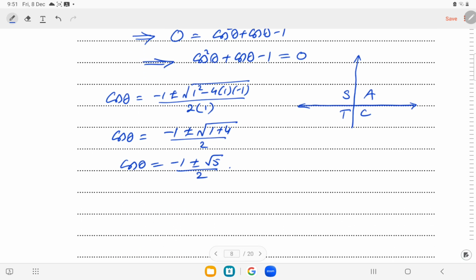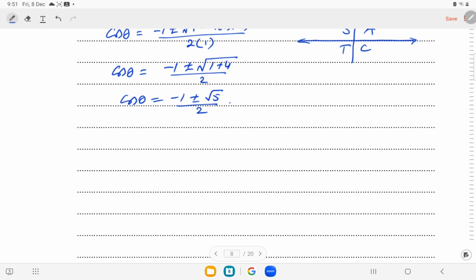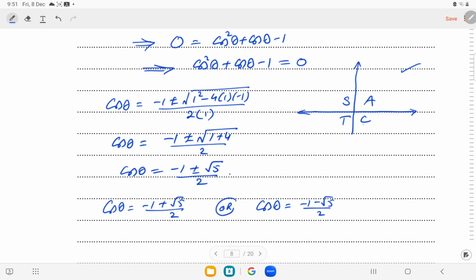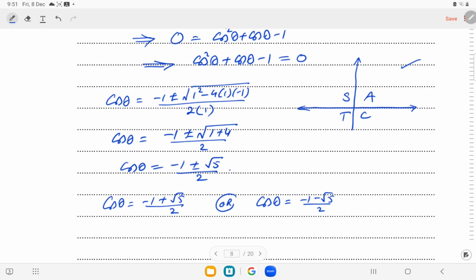So here we have two results of cos theta. One is cos theta is equal to minus 1 plus root 5 by 2, or cos theta is equal to minus 1 minus root 5 by 2. And from here, from this case, add sugar to coffee or all science teachers crazy, we know cos is positive either in the first quadrant here or here in the fourth quadrant. In the first quadrant theta will remain here, and here the angle for it will be 360 minus theta.